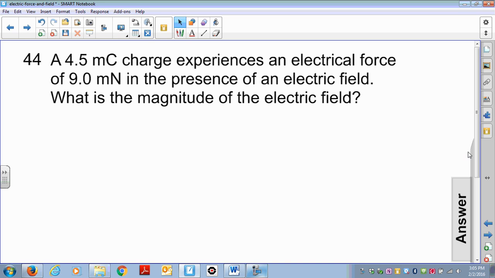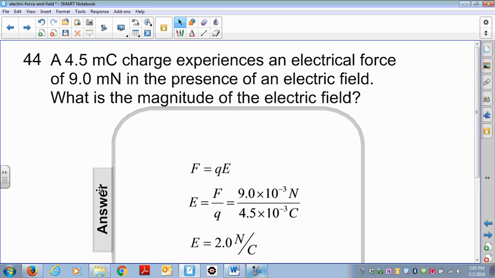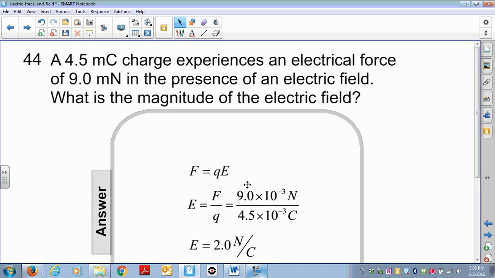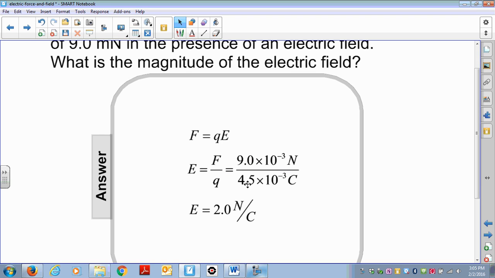Okay, so let's take a look at your answer. Hopefully you remembered that you had to convert millicoulombs to coulombs and millinewtons to newtons. The force is equal to QE. E is equal to F over Q. Taking the force and dividing by the charge ends up giving you 2.0 newtons per coulomb.